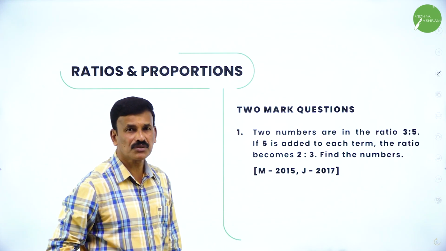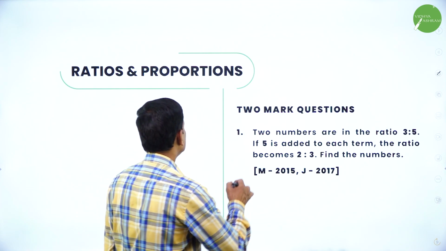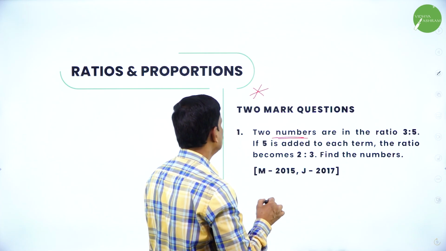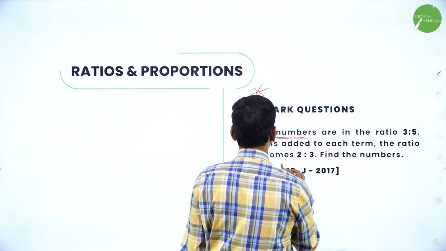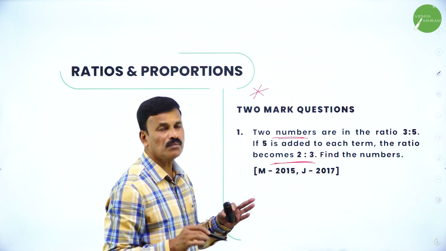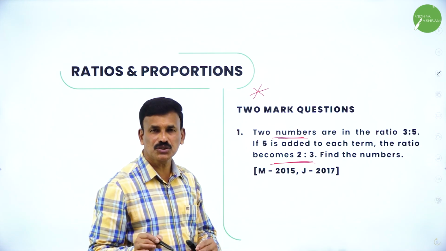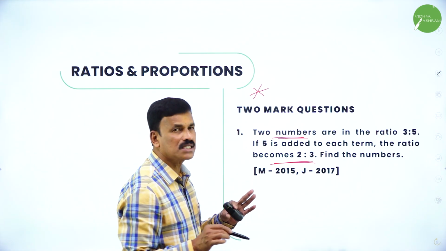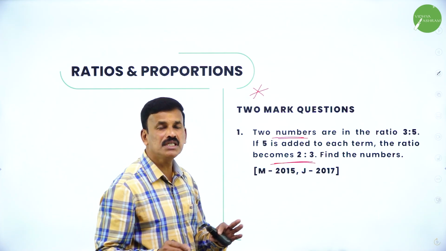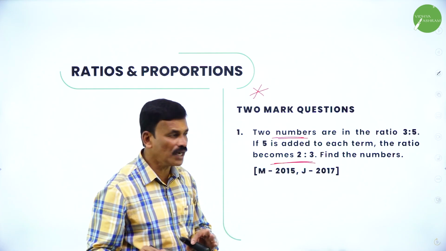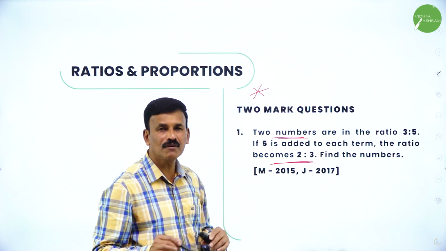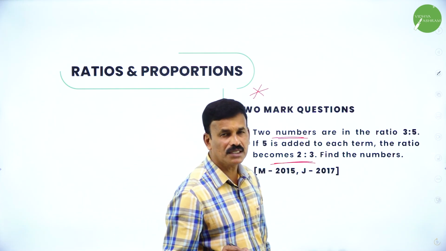So these are all 2 marker questions. Now what is given? This is also important for 2 marks. Two numbers are in the ratio 3:5. If 5 is added to each term, the ratio becomes 2:3. Find the numbers. Let us assume that x and y are the 2 numbers. The 2 numbers x and y are in the ratio 3:5. If 5 is added to both x and y, then the ratio will become 2:3. Find those 2 numbers x and y. Right? Very simple and important problem.